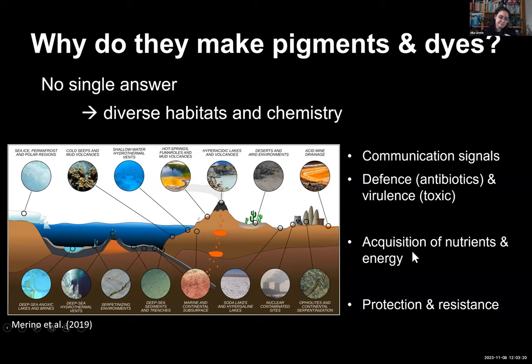So in other words, in most cases, it's not so much that they produce pigments and dyes, it's more that they produce a very diverse set of chemicals, and some of these are pigmented and potentially very interesting for us.